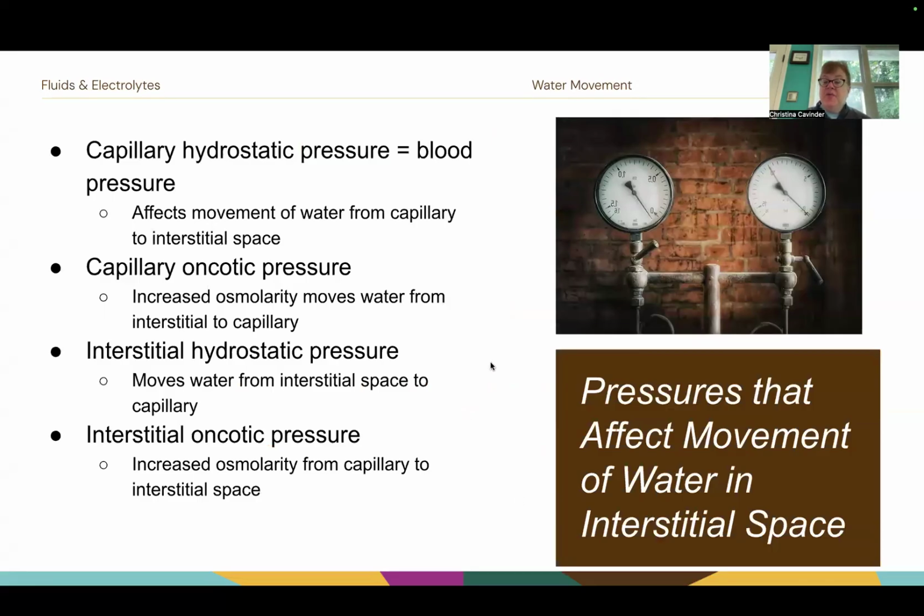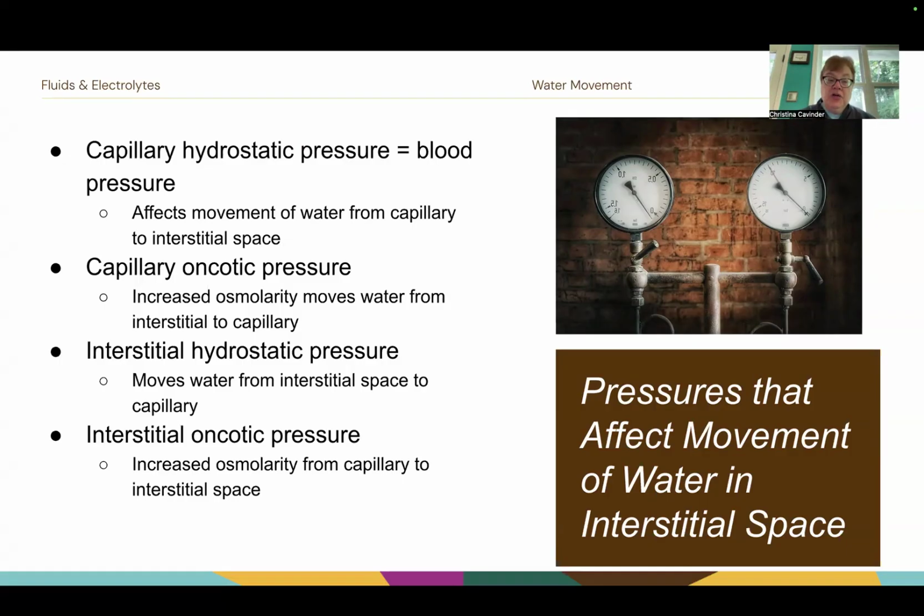So, pressures that affect movement of water in the interstitial space. There are four different ways. There's the capillary hydrostatic pressure. This is basically your blood pressure, and that moves water from the capillary to the interstitial space. So if you have high blood pressure, it is forcing more water out into the interstitial space. So we think of people with high blood pressure might have trouble with edema because the fluid is being pushed out into the interstitial space.